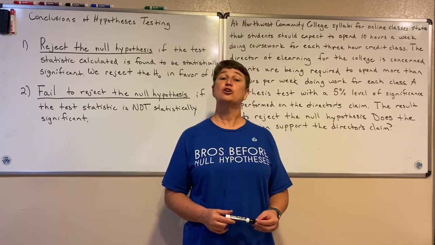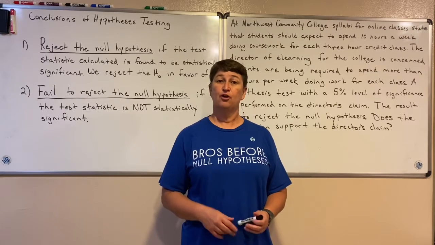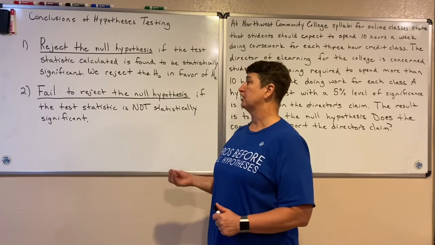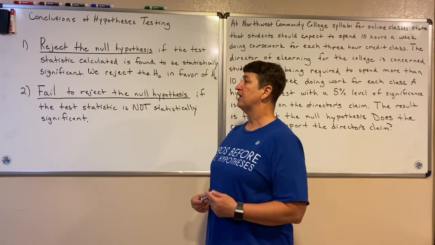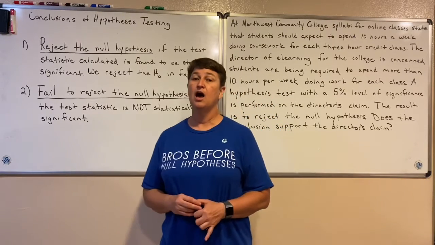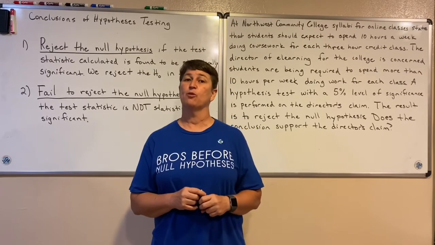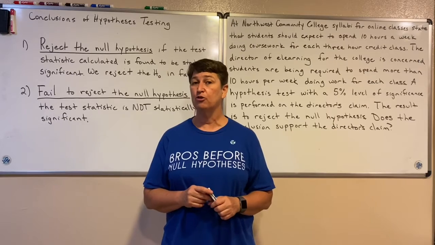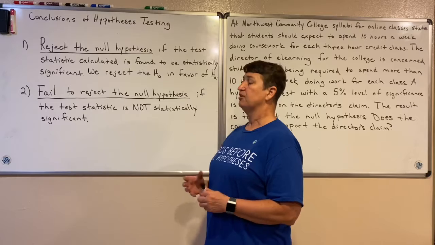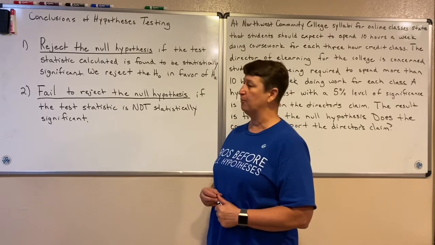Let's talk about the conclusions that we make when dealing with hypothesis tests. There are two different conclusions we can come to. The first is to reject the null hypothesis if the test statistic calculated is found to be statistically significant. In other words, it is far enough away from the population parameter for us to consider it statistically significant. Then we reject the null in favor of the alternative hypothesis.